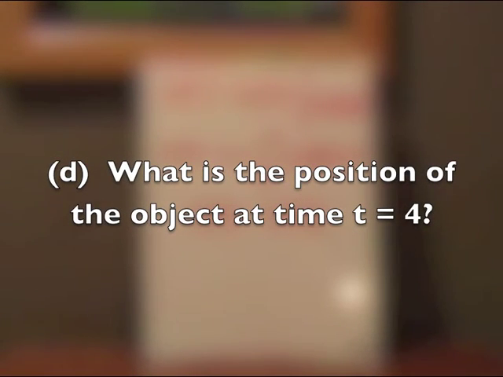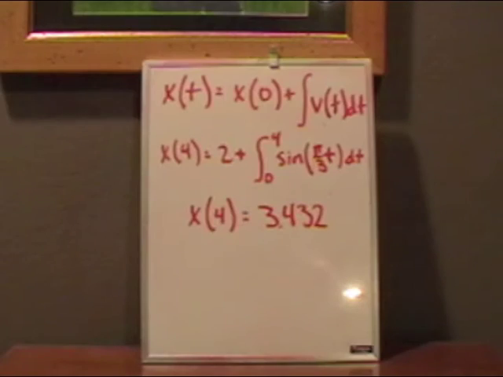Alright, finally we're on part D, and it asks us to find the position of the object at t equals 4. So to find the position of an object, we find the integral of the velocity over a certain interval plus the initial position of x. And we plug in sine pi over 3t for the velocity, so it's the integral from 0 to 4 of sine pi over 3t plus 2, because that's the initial position. And we plug that into the calculator and find that the position at t equals 4 is 3.432.